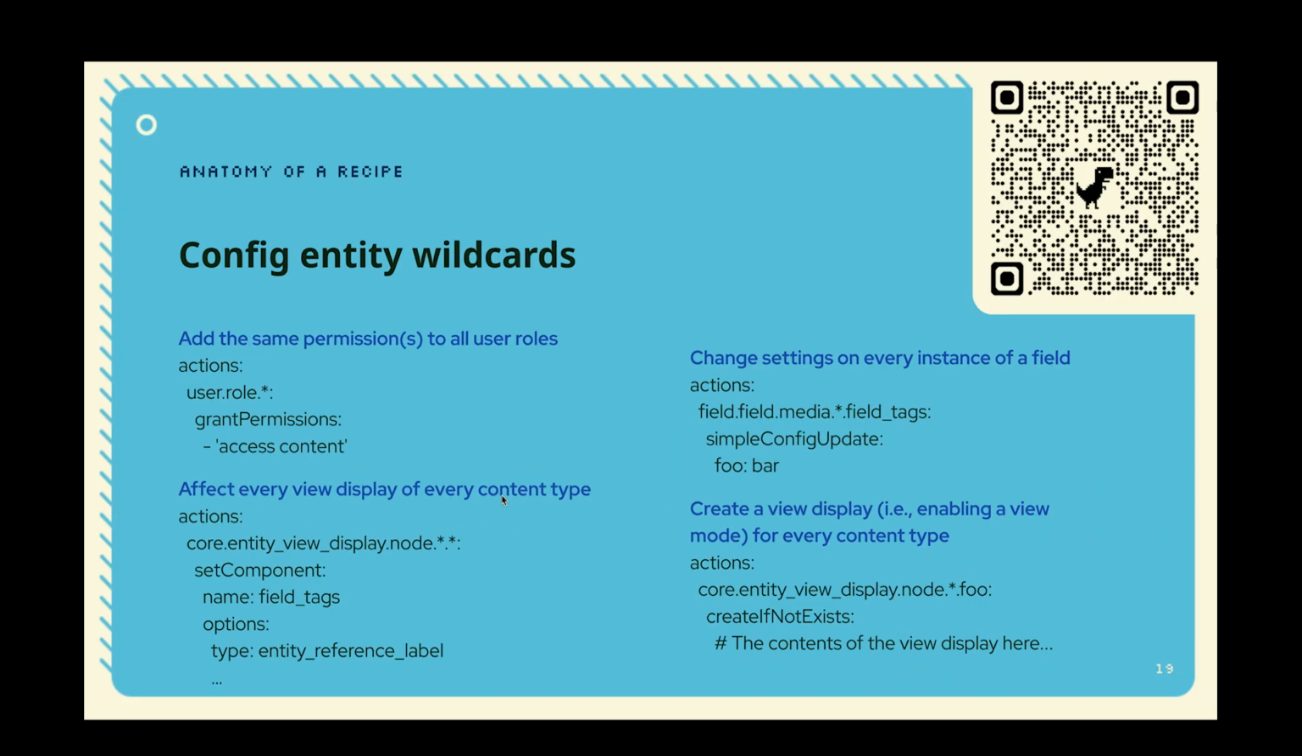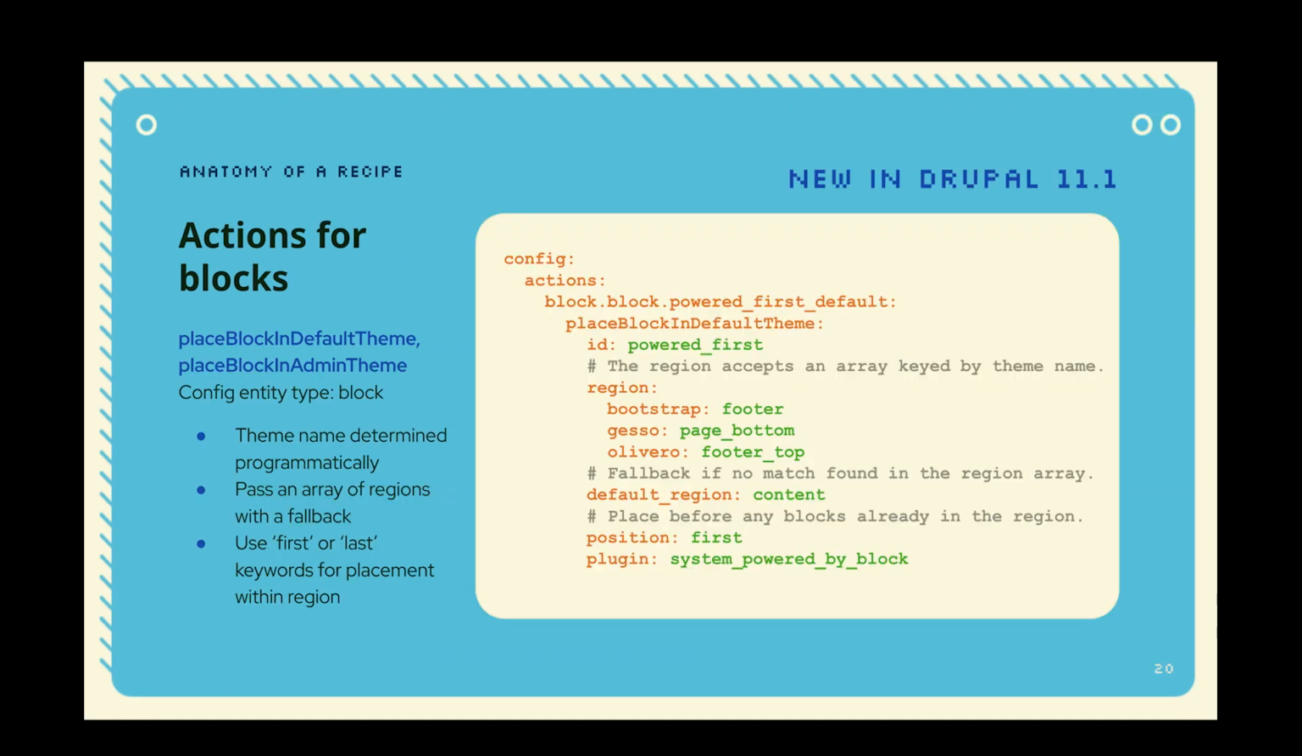To make them more flexible, you can also use wildcards. So in this case, you can see we're saying let's grant this access content permission to all of the roles that are available within the site. In the same way, you can set a component on every view of every content type. So using two wildcards in this case. So you can see the design here is to try and make them so that they can be flexible enough to allow you to do some very powerful things without having to write a lot of code.